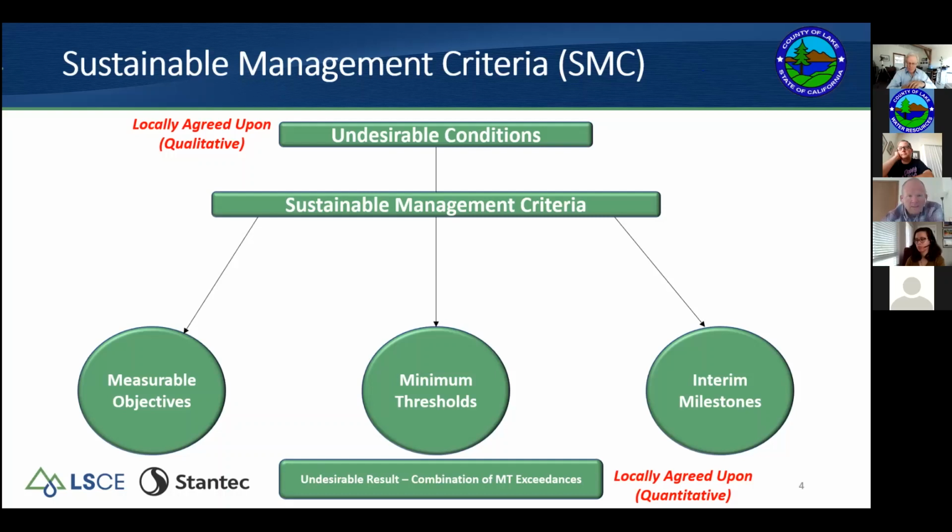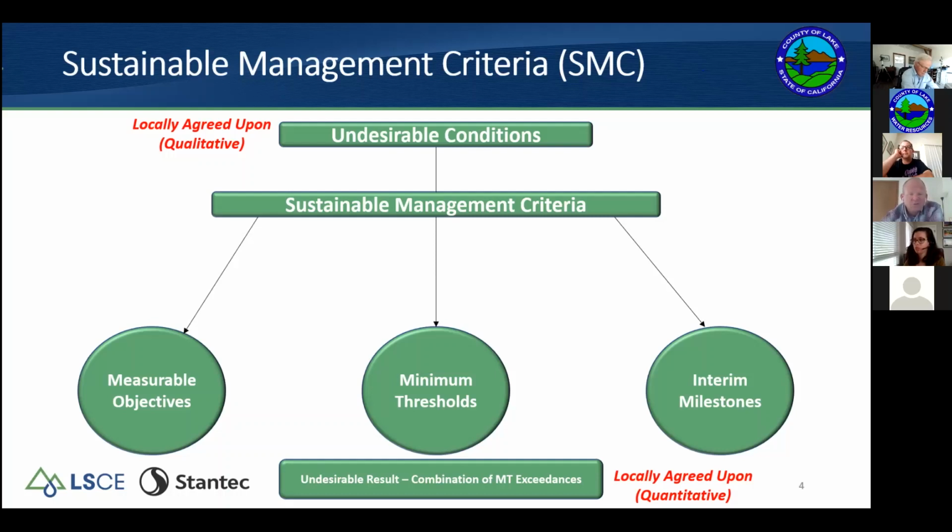And then we'll get into the sustainable management criteria. I'm going to throw these acronyms around. I'm going to try to give you enough background so when I start mentioning MOs and MTs, you know what I'm referencing. So we've got the measurable objectives. Again, that's the goal. That's where we want to be. The minimum thresholds, that's what we want to avoid. The minimum thresholds are really how DWR is going to assess our management of the basin. So again, that's where we don't want to go. And then in some cases, we'll have to have interim milestones.